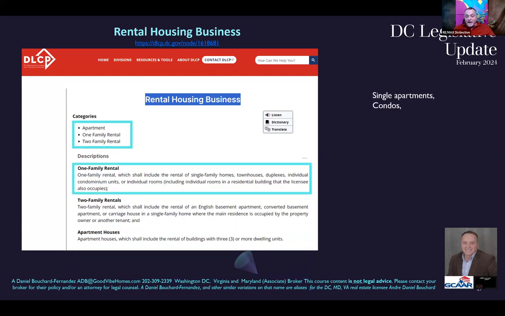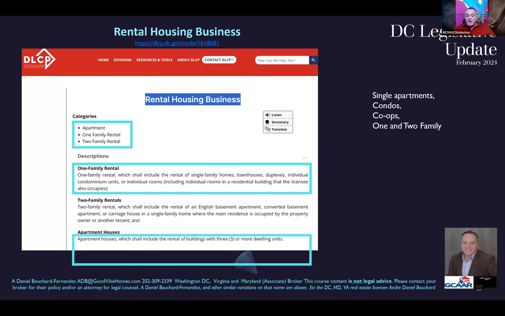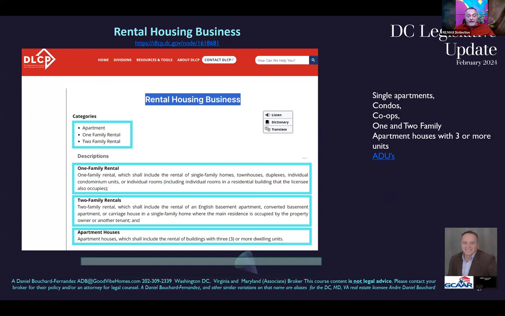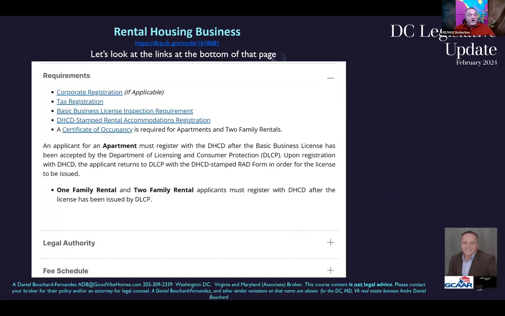I'm not going to go into great detail on this, but it covers condos, co-ops, single apartments, one and two family housing, and apartments of housing of three or more. It also includes ADU possessions. So in order to get your rental housing license, this is from the city's website, and I'm going to give you this PowerPoint so you can review this information.